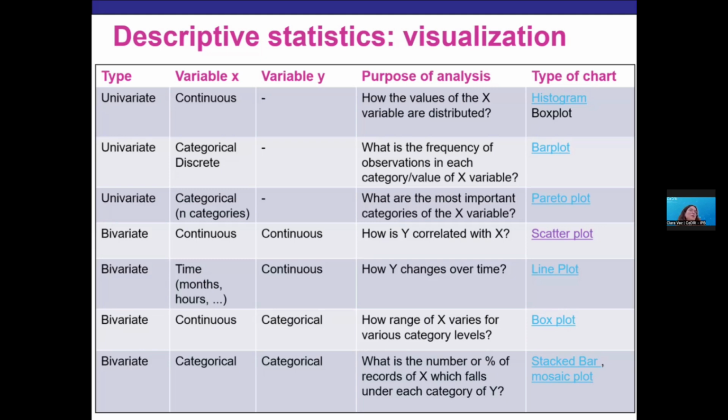So, for example, in the case when we have a categorical variable with multiple categories, the Pareto plot can be a useful plot to decide what are the most important categories for the variable, and also we concentrate our attention on those categories. More or less 20% of the categories are more important than the others. So these are some examples in univariate analysis.